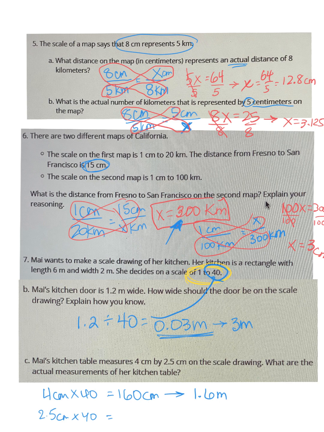Ooh, I don't know that one in my head. Certainly not at this hour of the night. Times 40 is 100. Oh, duh, I should have known that. It is 100 centimeters. And in real life, 1 meter.